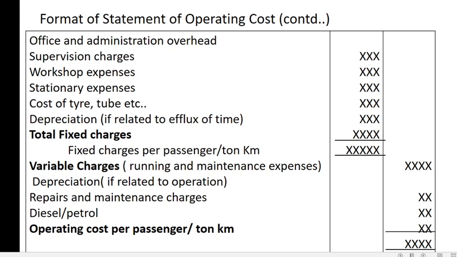Then we take the variable charges. Depreciation if it is related to operation, repairs and maintenance charges, diesel or petrol, and then we have the operating cost per passenger or ton kilometer. It has to be noted that the specimen given above is a general classification of cost. Considering the given circumstances, a few changes in the classification of cost as variable and fixed may be made in the problems to come. So this is a format of statement of operating cost sheet we have taken for transport company.